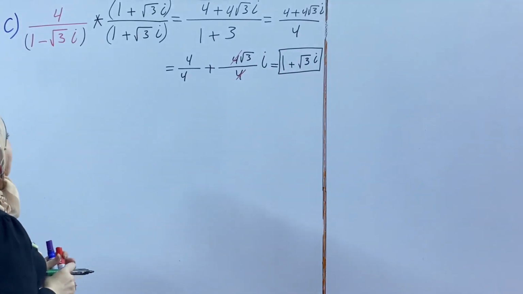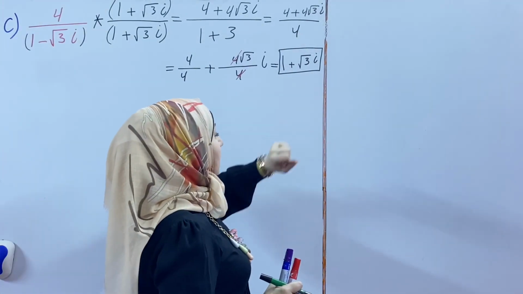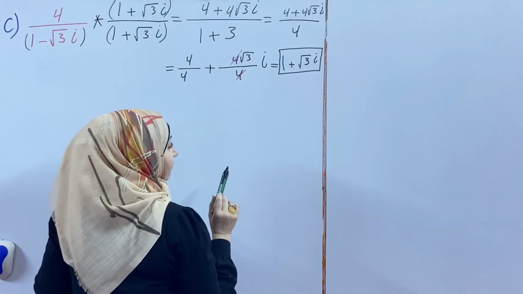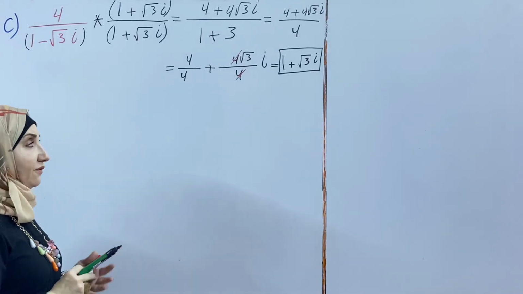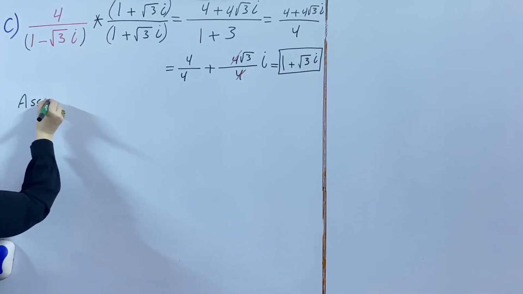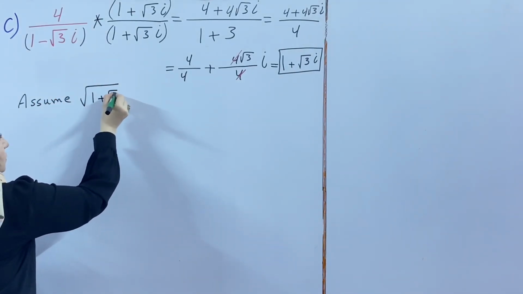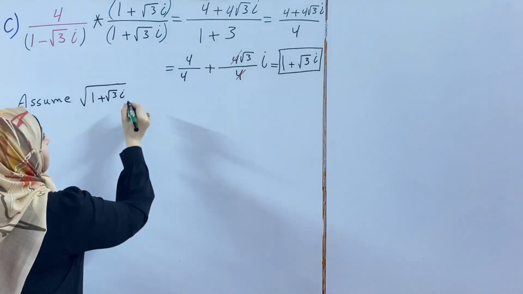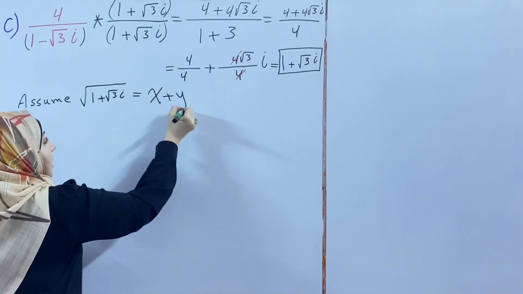And now I want to find the square root for this complex number. This is the complex number in the normal form. So I can find the square root for it by 3 steps. First, I will assume the square root of 1 plus square root of 3i equals x plus yi.